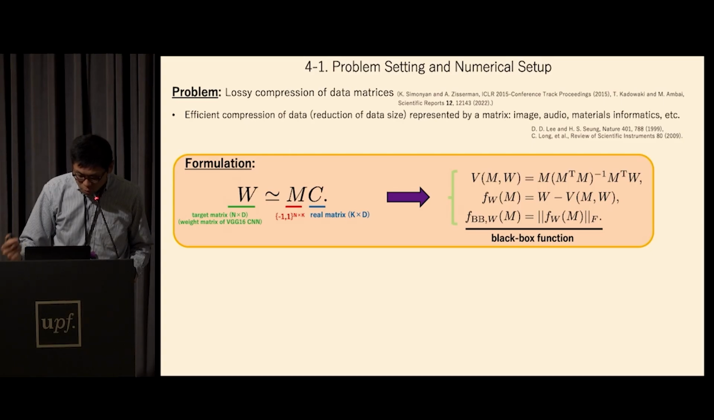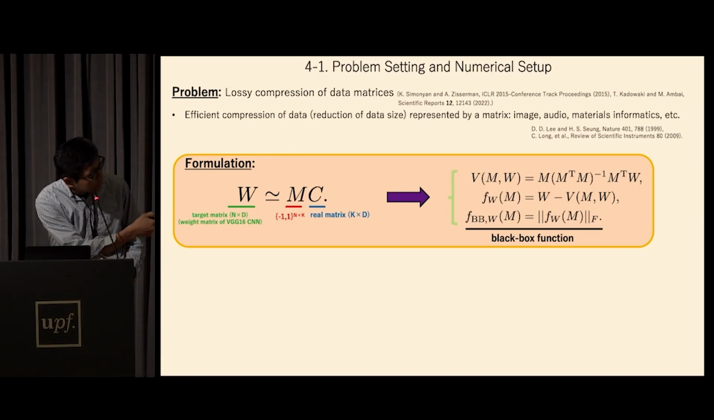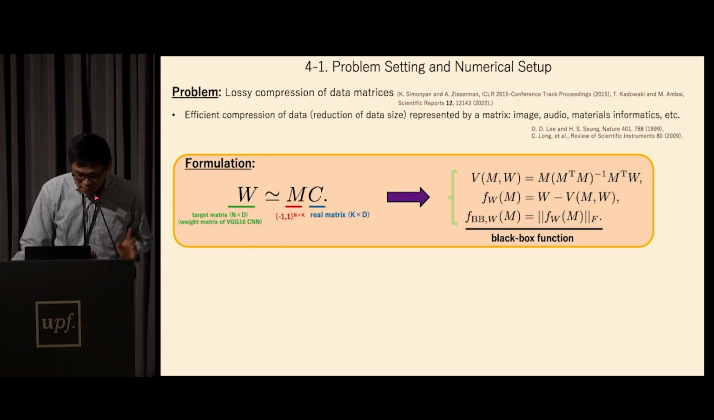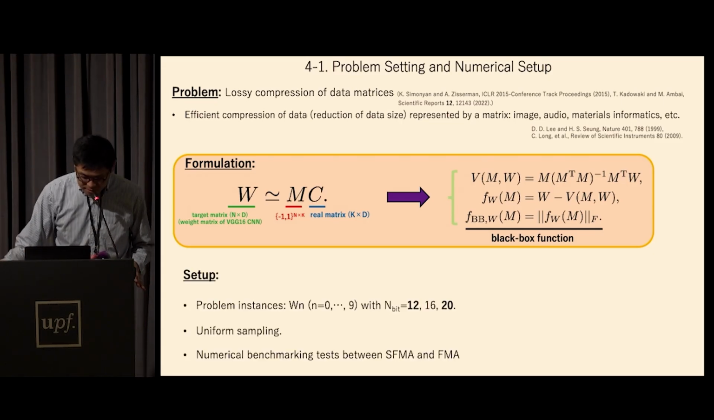And so our goal is to find the optimal configuration of large M, which minimizes this Frobenius norm. And we are going to do this by regarding this problem as a black box optimization problem, where this Frobenius norm is a black box objective function.